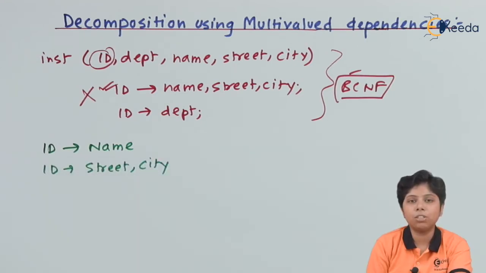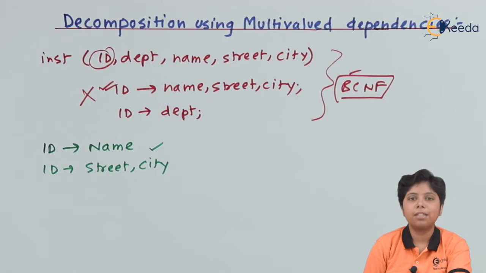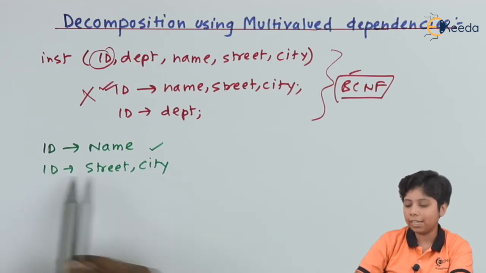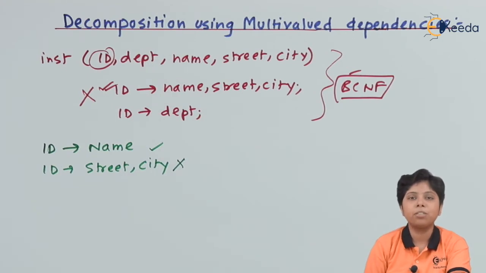As an instructor can have only one name in the university, ID determines name. The dependency is preserved and also satisfies the decomposition algorithm of BCNF. Now, ID defining street and city is not present there, because we know that an instructor can have more than one address. So we no longer wish to preserve this dependency.